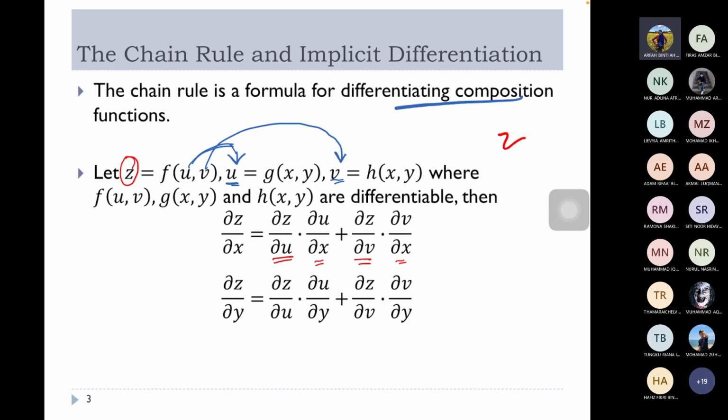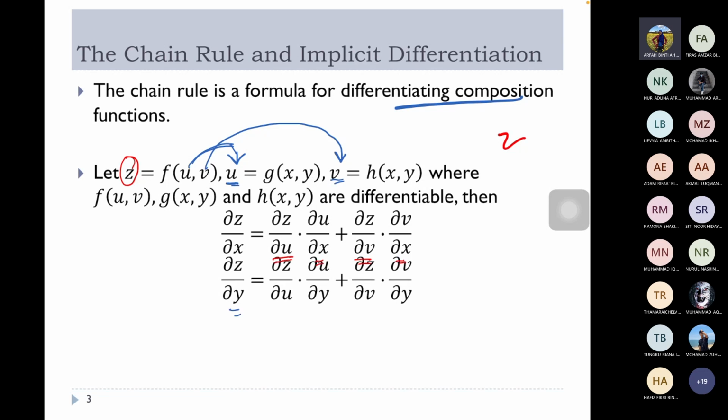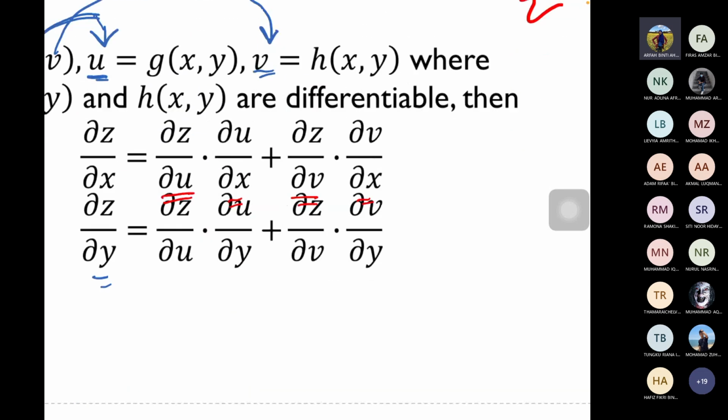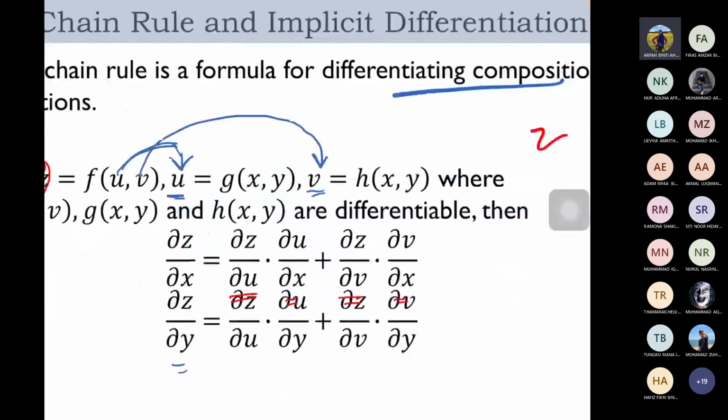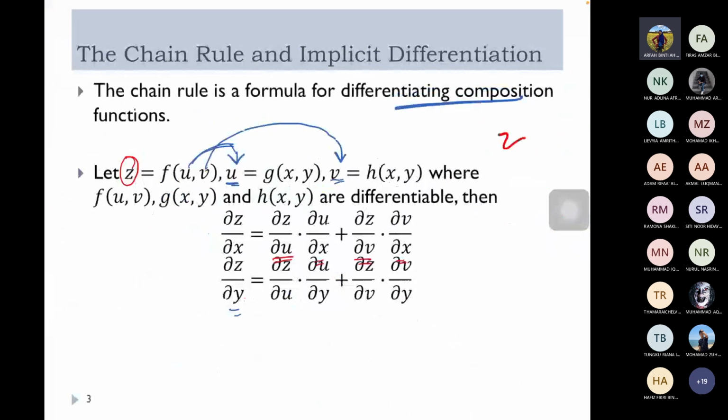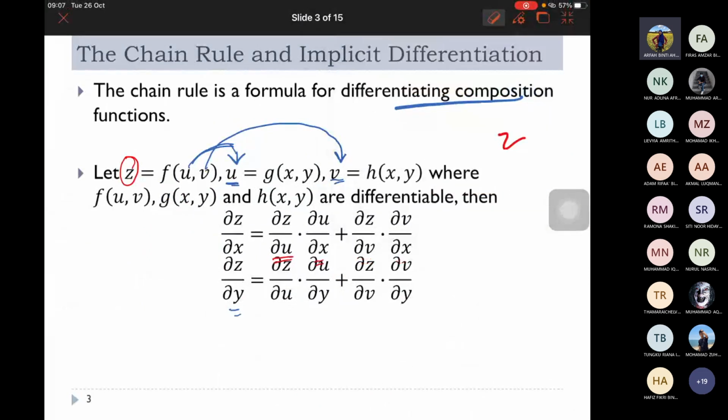The same goes if you want to find the derivative of z with respect to y. So partial z over partial u multiplied with the partial derivative of u with respect to y, plus the partial derivative of z with respect to v, multiplied with the partial derivative of v with respect to y. So this is what we call the chain rule. It involves differentiating u and differentiating v, and then finding the partial derivative of z. Then we multiply each one of these.